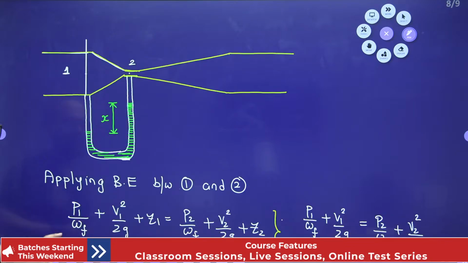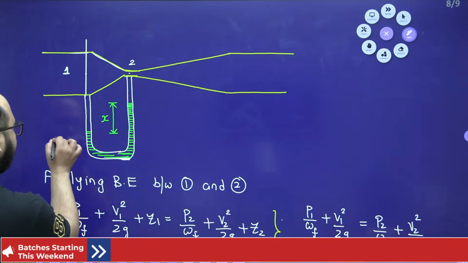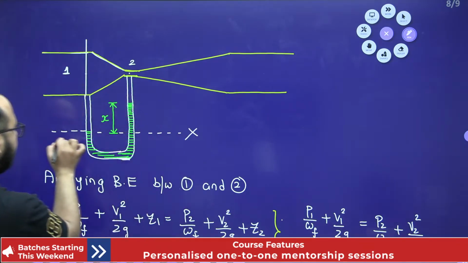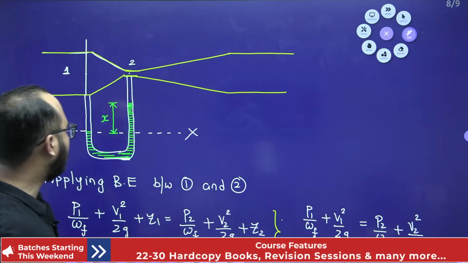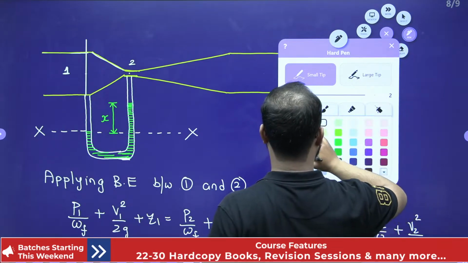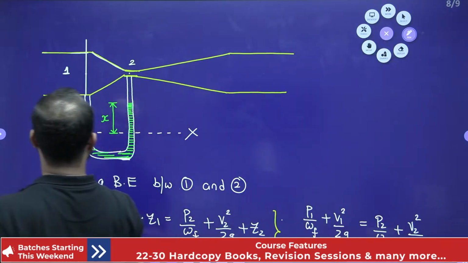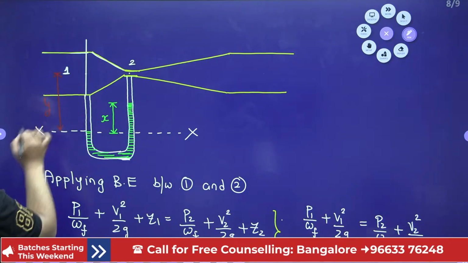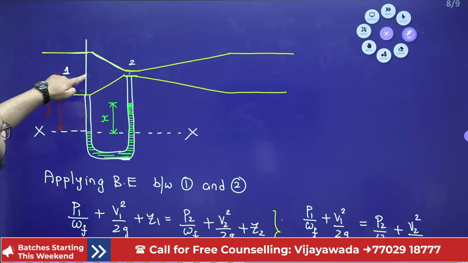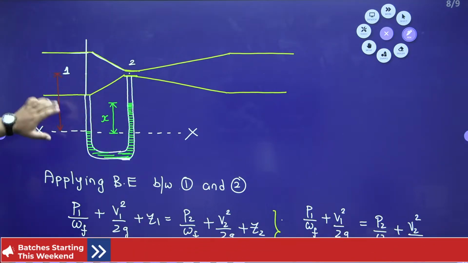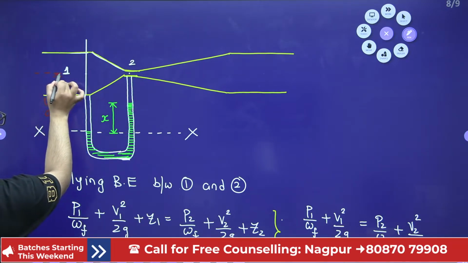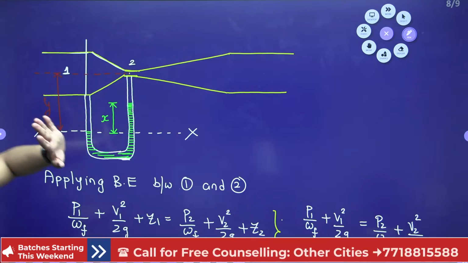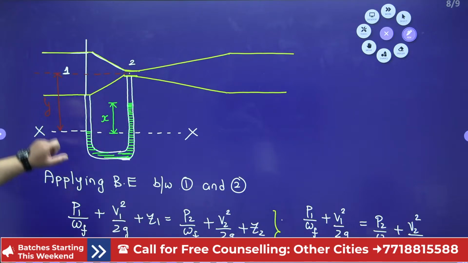How? See, this is the U-tube manometer. A reference I can take like this. Let's suppose this is XX, this is my reference. Now try to understand a very important point. Let's suppose from here to here the distance is y. From here to here, the center of the pipe is at a distance y from the reference axis XX. So from the center of the pipe this distance is y. Simple.